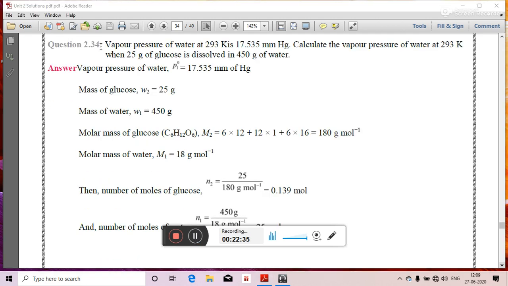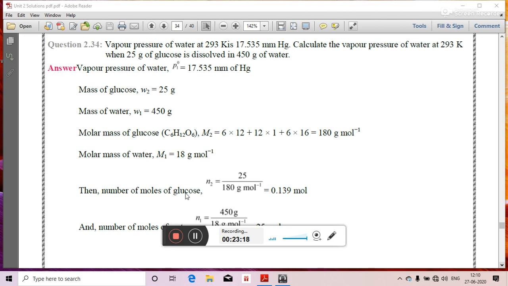Now question number 34 is, vapor pressure of water at 293 Kelvin is 17.535 millimeter of mercury. Calculate the vapor pressure of water at 293 Kelvin when 25 gram of glucose is dissolved in 450 gram of water. So vapor pressure of water, that is P1 naught, is given as 17.535 millimeter of mercury. Mass of glucose, that is W2, is equal to 25 gram. Mass of water, that is W1, is equal to 450 gram. Molar mass of glucose is 180 gram per mole. Molar mass of water, M1, is equal to 18 gram per mole.